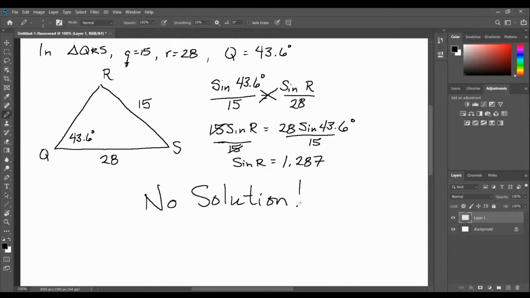Now I stopped there, but I ought to probably go ahead and take the arc sine of that 1.287, and as I expected, I got an error, out of domain error, because sine will never be greater than 1. Sometimes we'll do all of that work and end up with no solution. That happens.